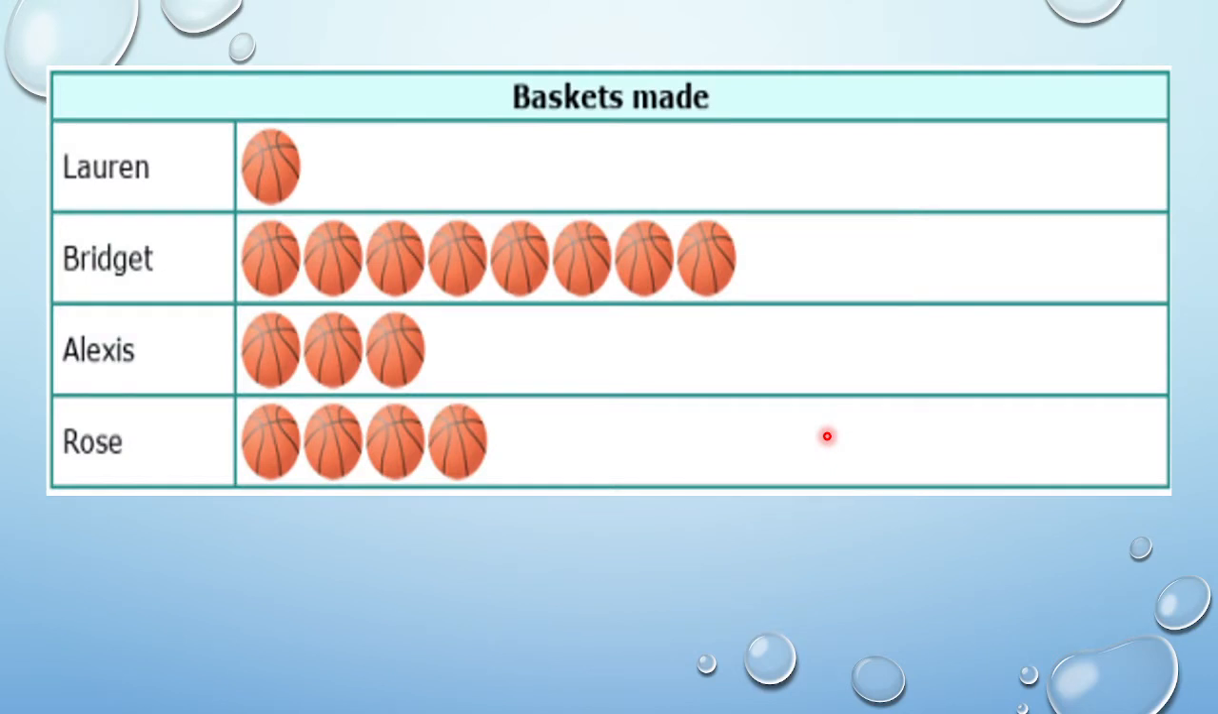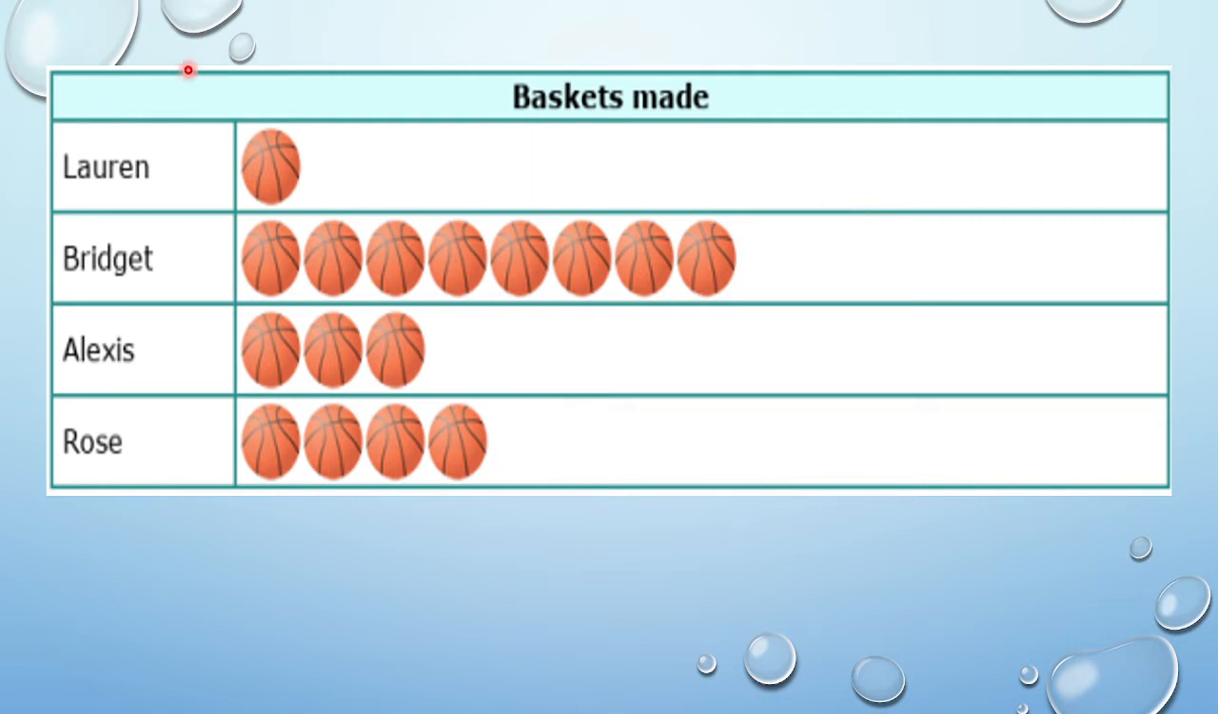All right, next, let's have another one. This one is a picture graph about a basketball game. There were 4 players who played basketball. Now, this one shows how many baskets made. When you say basket, how many times were you able to shoot the ball in the net? You understand? How many times were you able to shoot the ball?